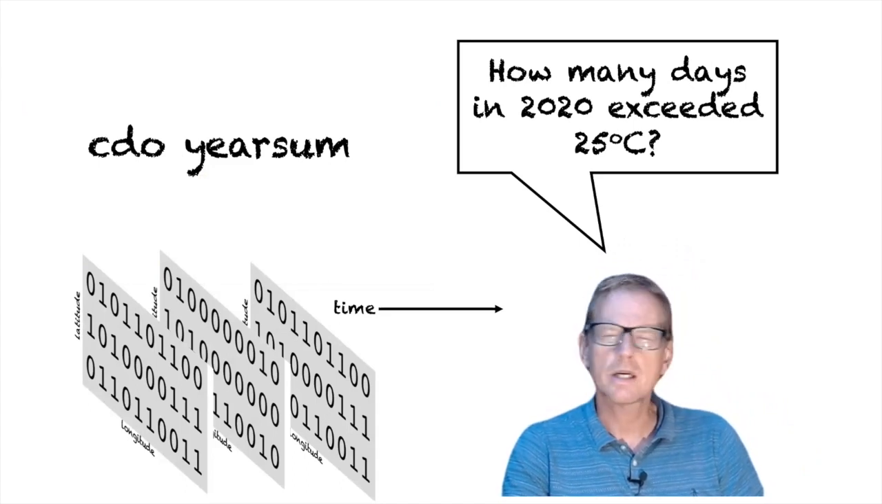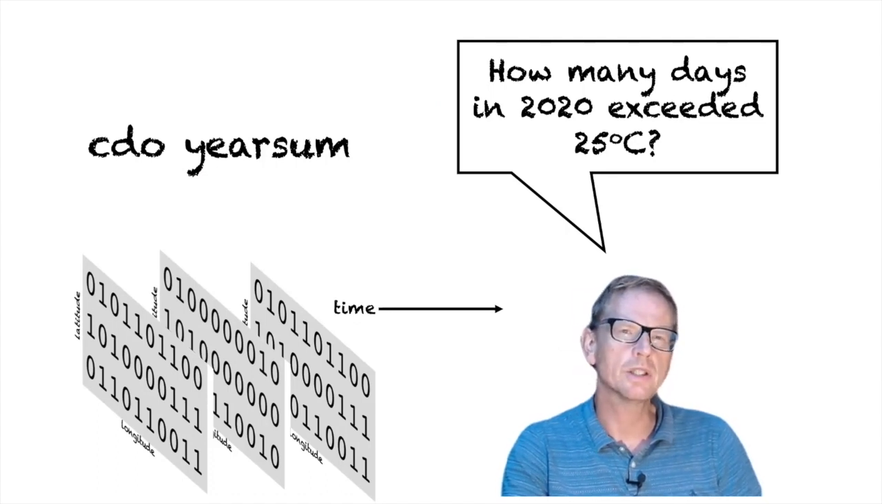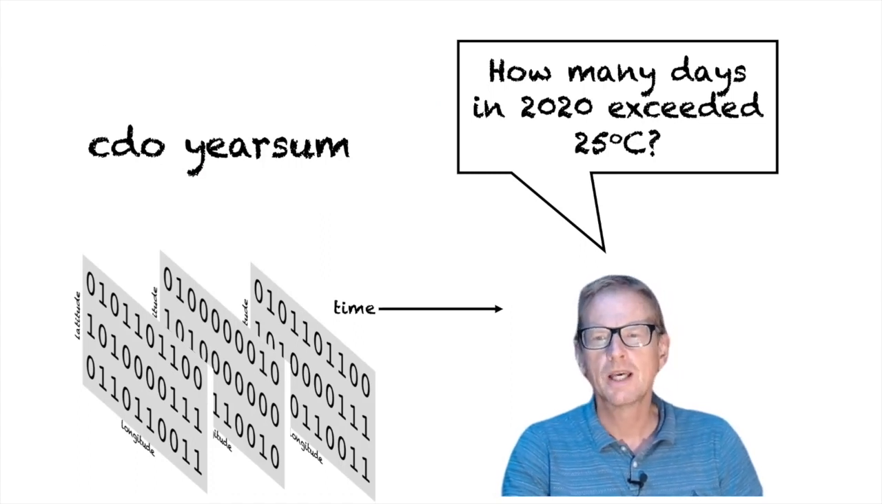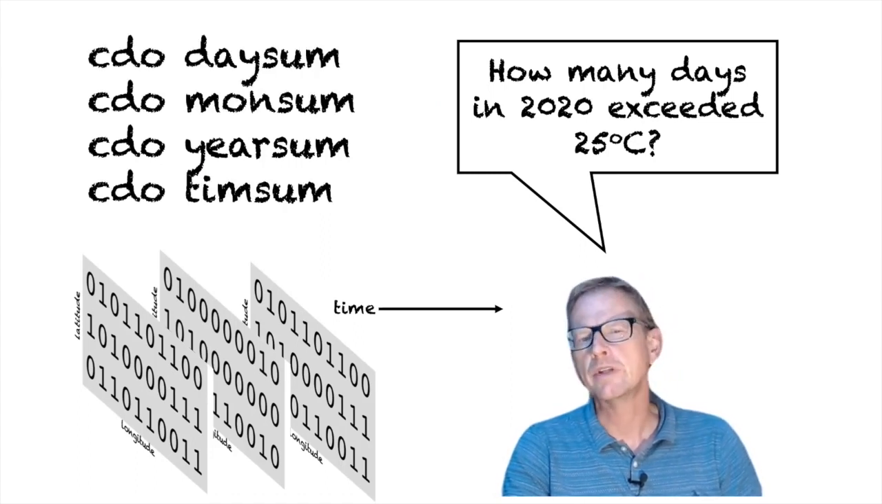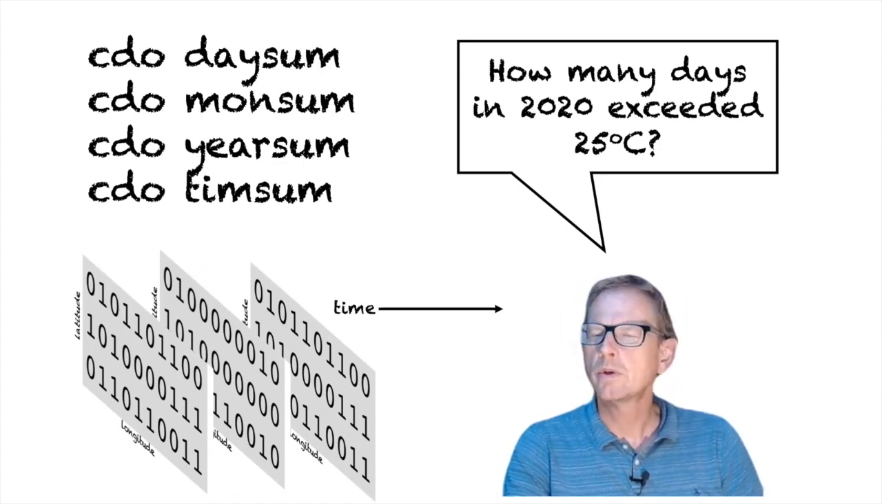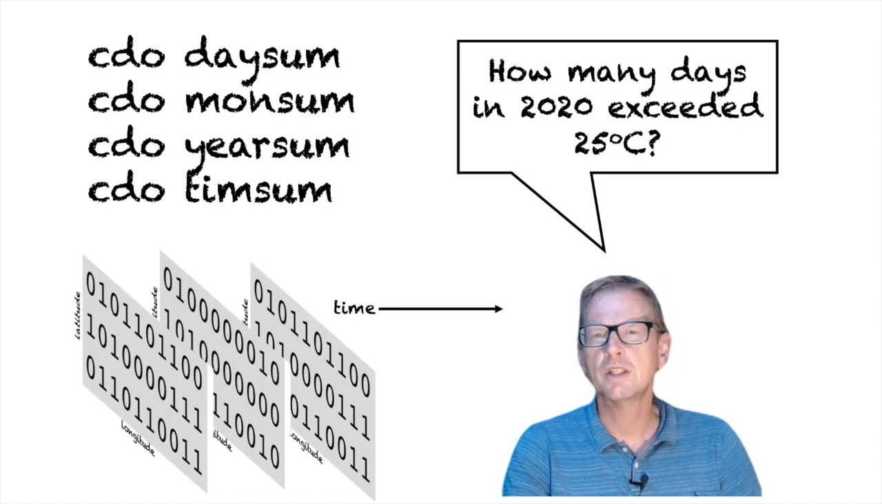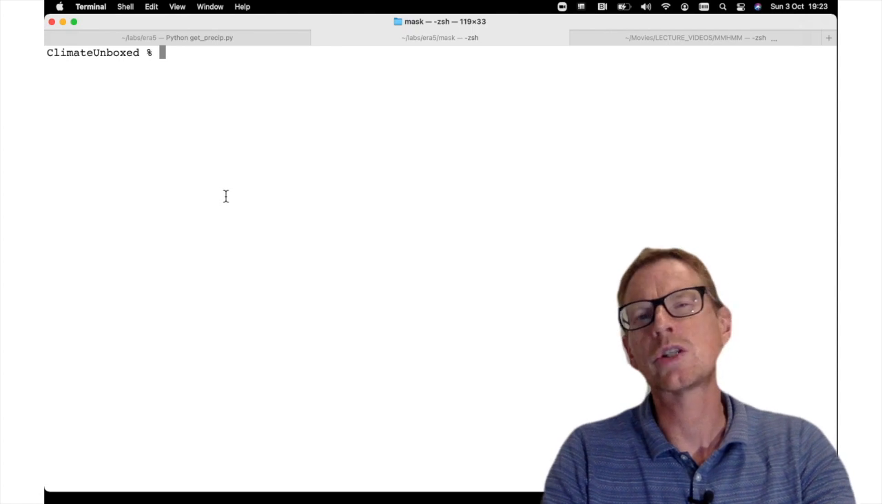So if we had daily time step input data, by doing yearsum, we would end up with a field with all of the ones added up, and each location would have the number of days in which that threshold was exceeded. So we can do CDO daysum, monsum, yearsum, or if we want to add up over all time steps in the input file, we might have an input file with 50 years of data. We can add up all of these masks over the whole 50 years using timesum. So let's see this in action, shall we?